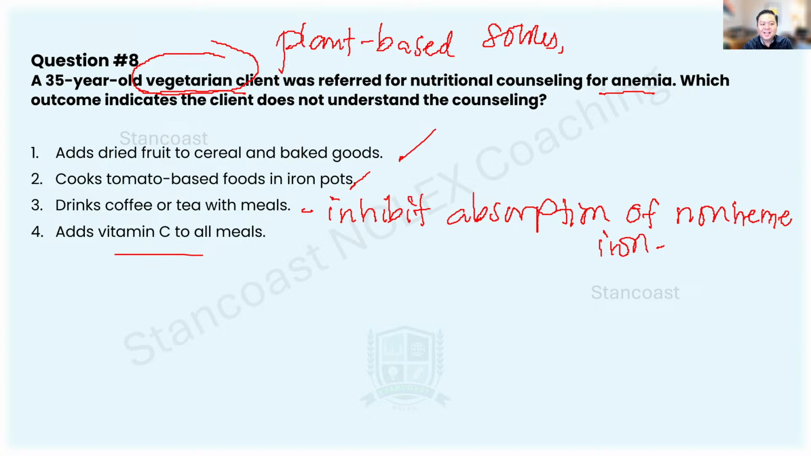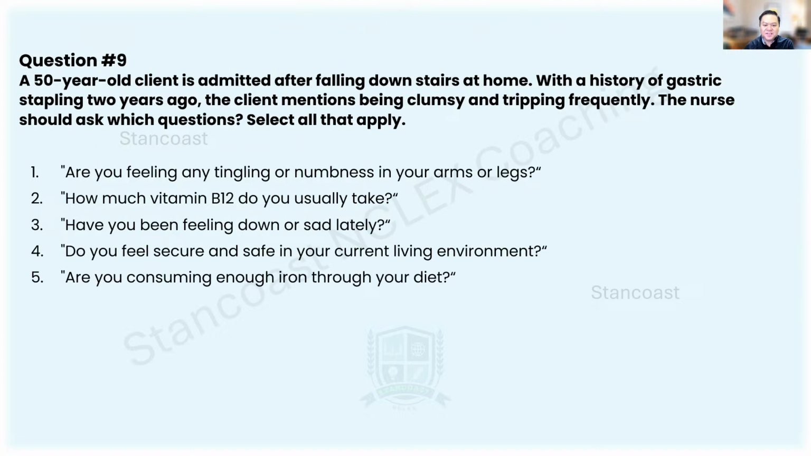Okay, let's move on to number 9. A 50-year-old client is admitted after falling downstairs at home. With a history of gastric stapling 2 years ago, the client mentions being clumsy and tripping frequently. The nurse should ask which questions. Select all that apply. The patient is admitted after falling downstairs at home. So what would be that question? Or questions rather, because this is a select all that apply.